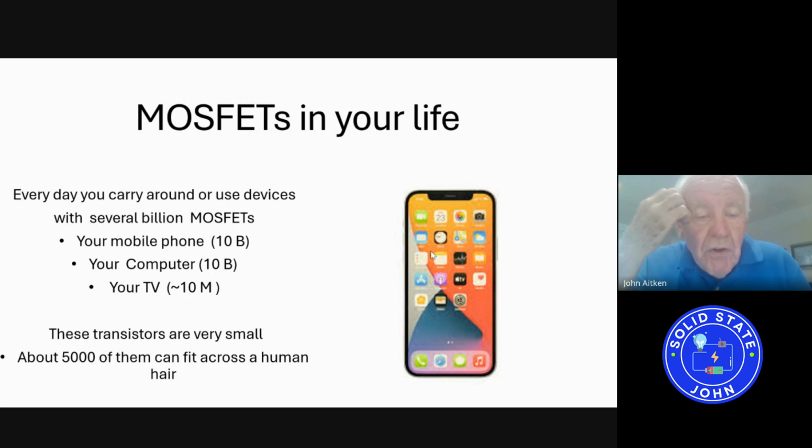In the mobile phone and computer, the transistors are used both to do logical operations and memory. Your TV is mostly a memory operation, and that's why there are fewer of the transistors in it. These transistors are very small. About 5,000 of them can fit across a human hair.